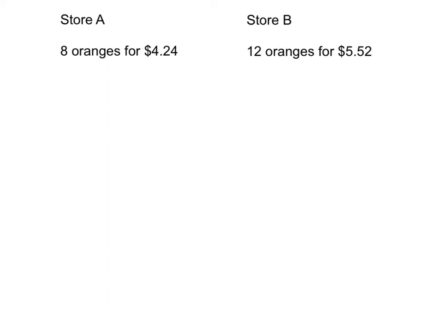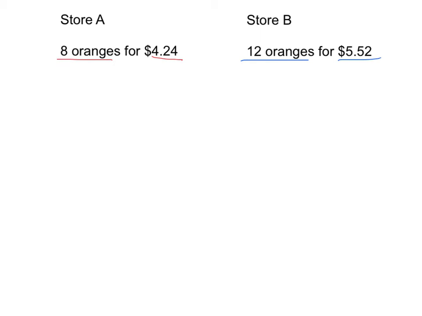We're going to solve this using a table of values. So first we need to figure out what is the relationship here. Is there a relationship between oranges and cost? Do you think that the number of oranges is directly related to the cost of the oranges?